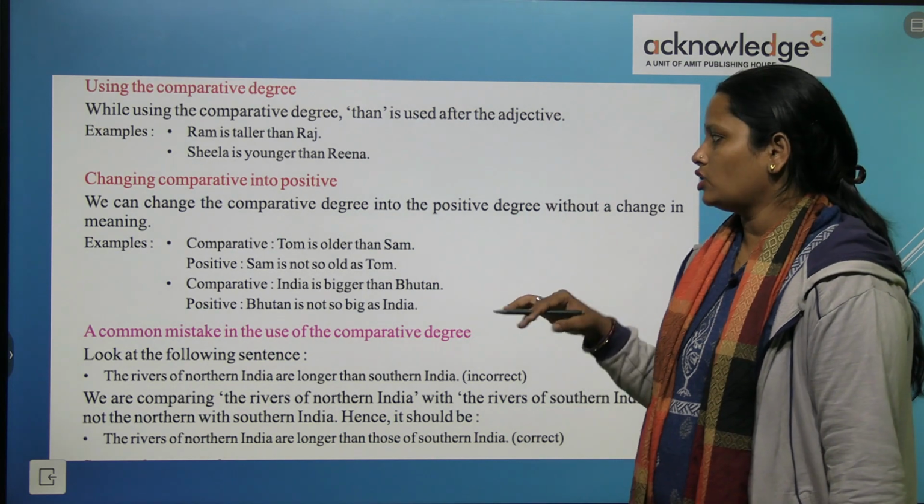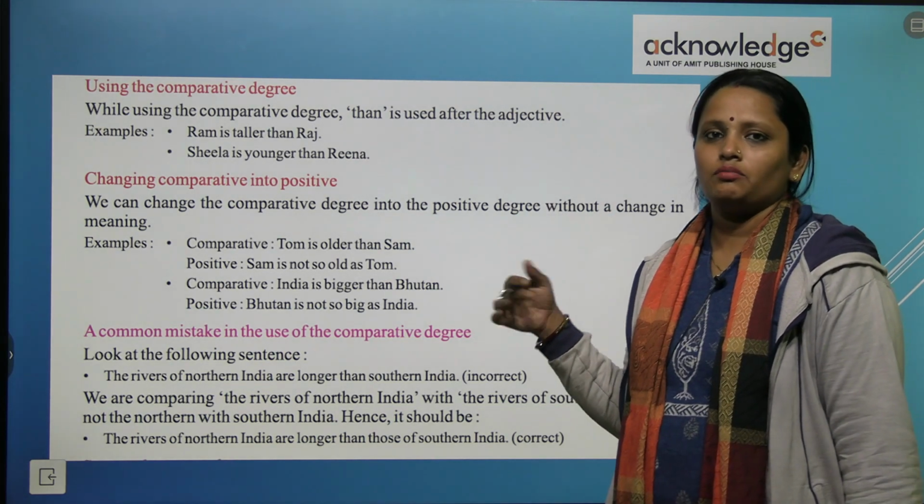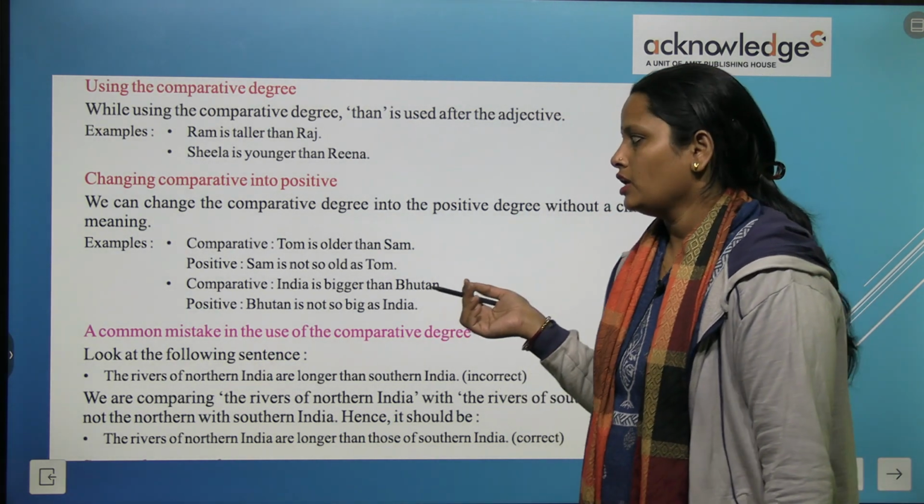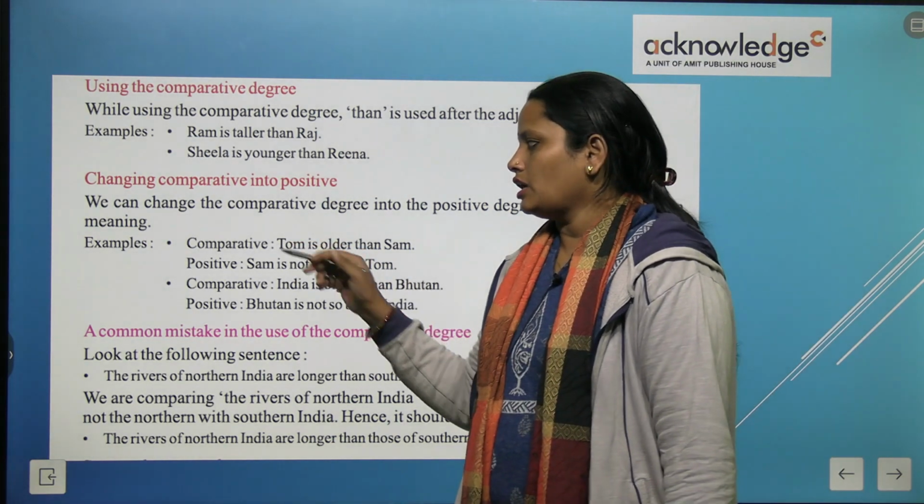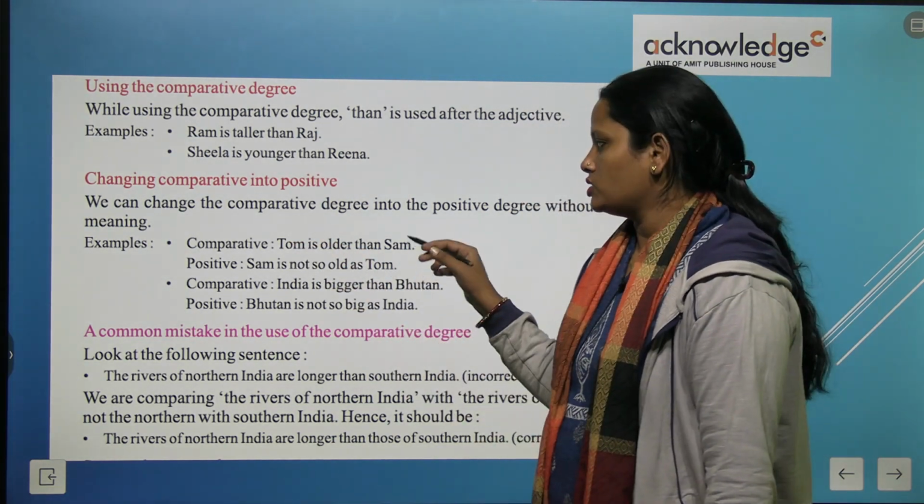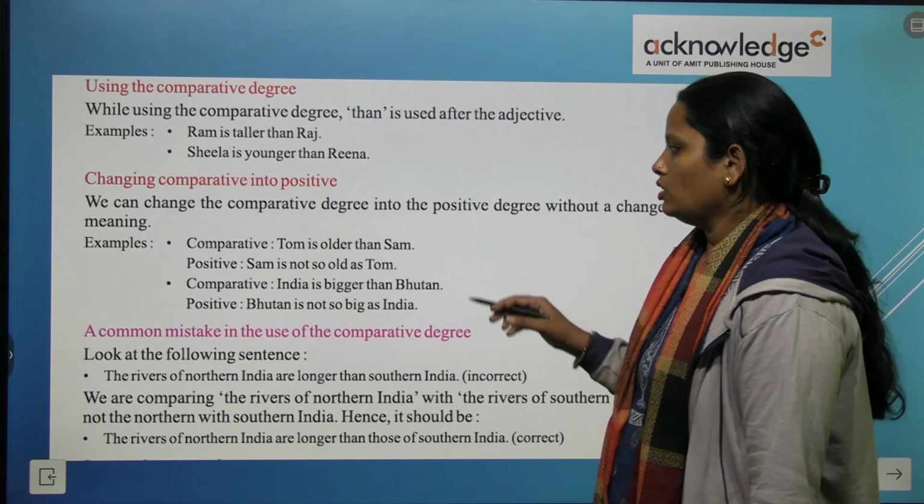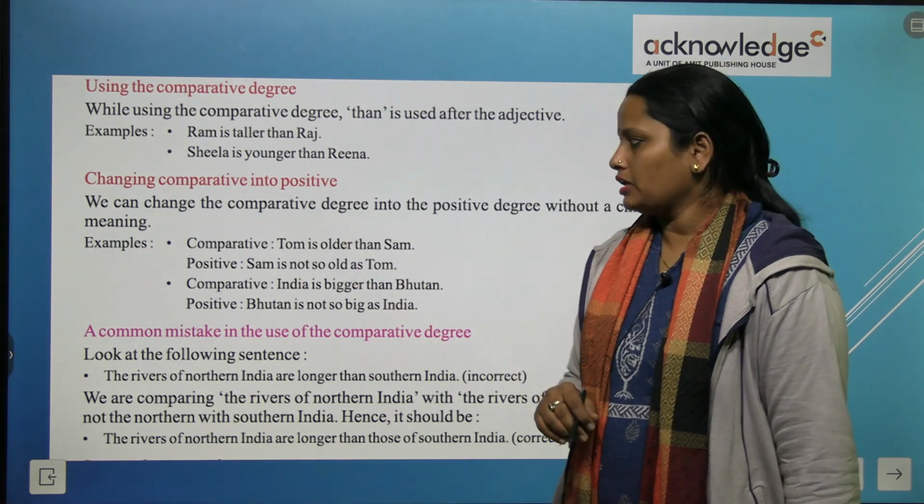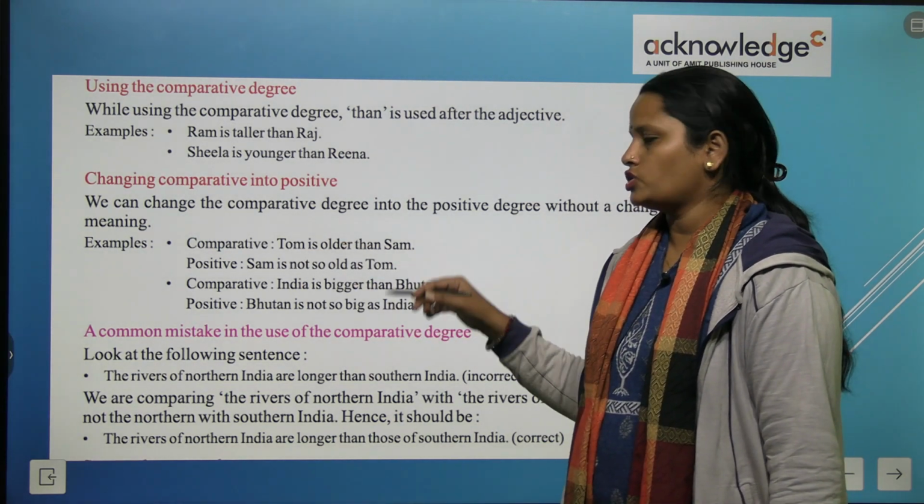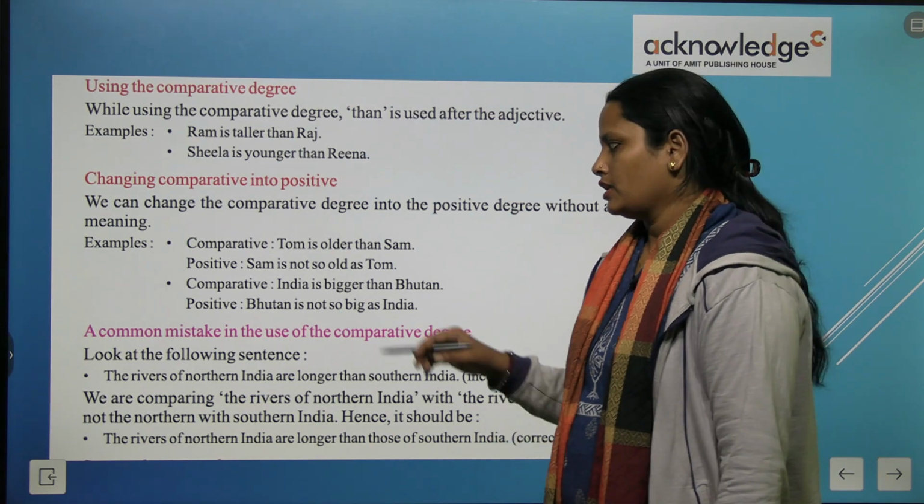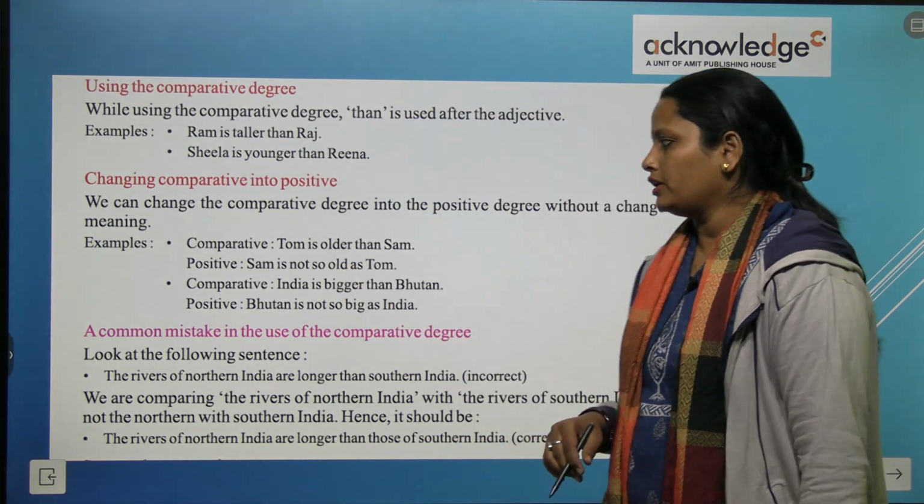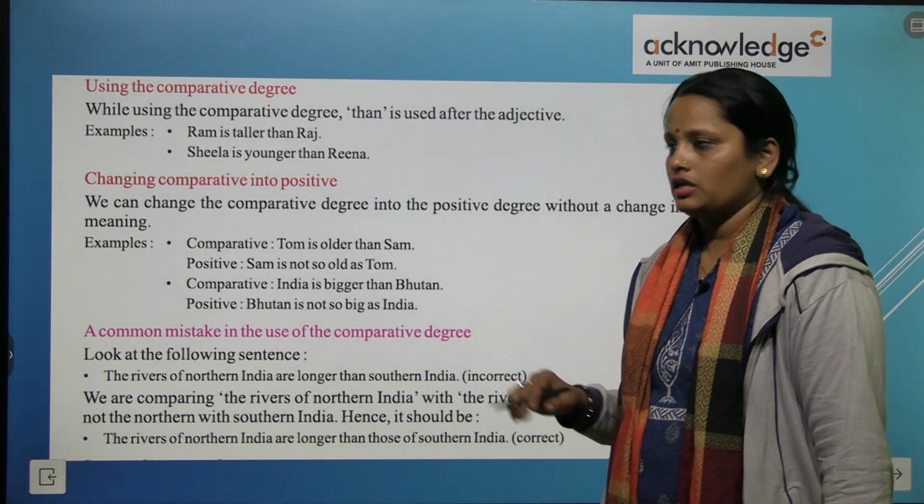So comparative degree को हम positive degree में change कर सकते हैं meaning को बिना change किए. For example, here the comparative degree is given. Tom is older than Sam. So comparative degree में क्या हो जाएगा? Sam is not so old as Tom. Similarly, in the comparative degree, India is bigger than Bhutan.